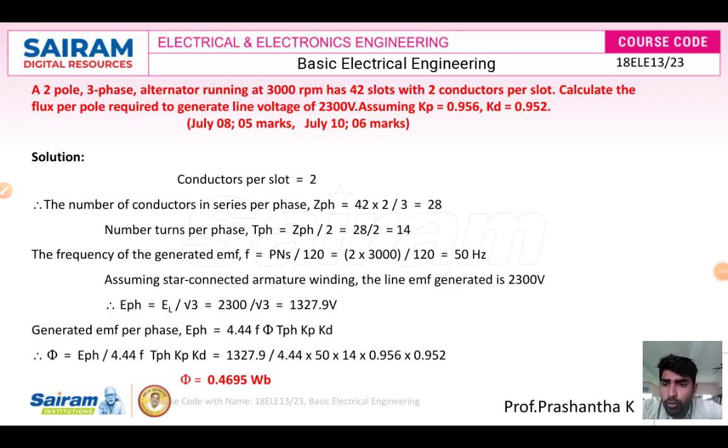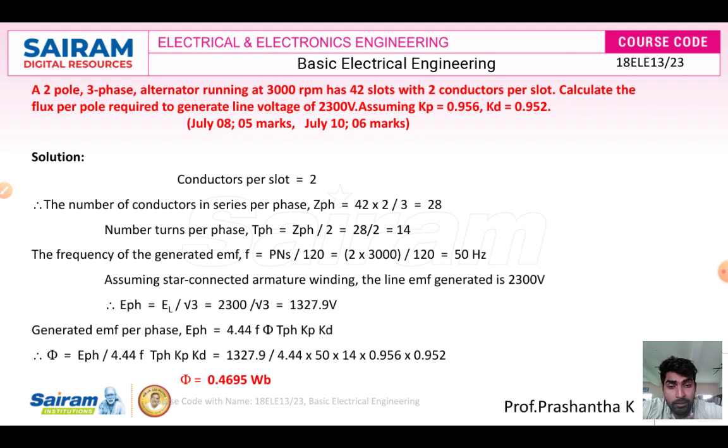Next problem: a 2-pole 3-phase alternator running at 3000 rpm has 42 slots with 2 conductors per slot. So it is a 2-pole machine and a 3-phase alternator running at 3000 rpm. Definitely this is a non-salient pole synchronous generator or alternator, because the speed Ns is 3000 rpm. Calculate the flux per pole required to generate a line voltage of 2300 volts.